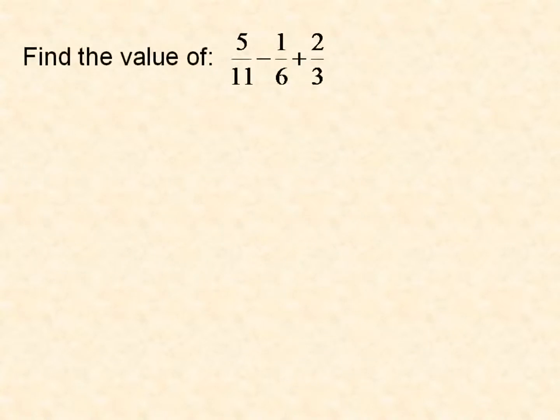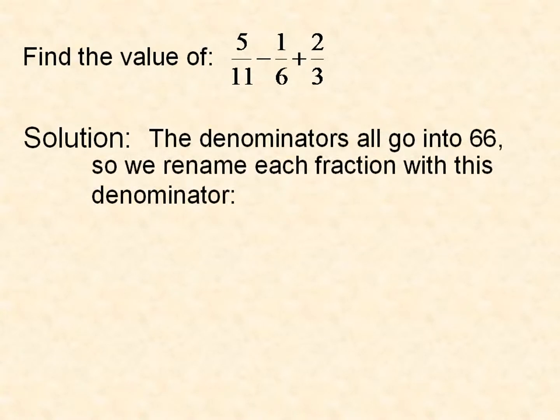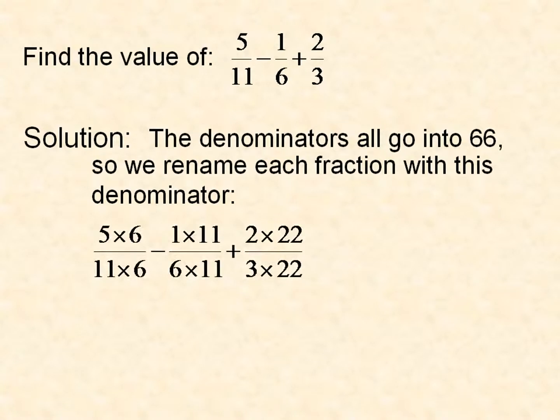Here's another example with fractions. Find the value of 5/11 minus 1/6 plus 2/3. The denominators of these fractions all go into 66. So we rename each fraction with this denominator. For 5/11 we need to multiply top and bottom by 6. For 1/6 we need to multiply by 11 over 11. And for 2/3 we need to multiply top and bottom by 22.